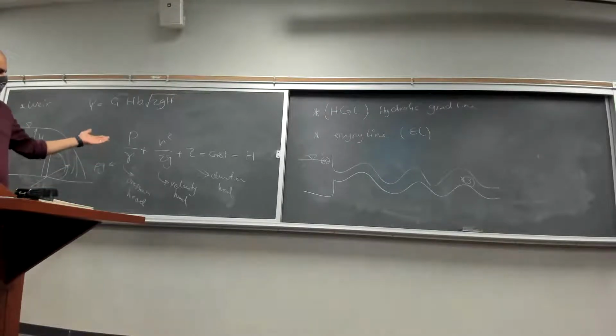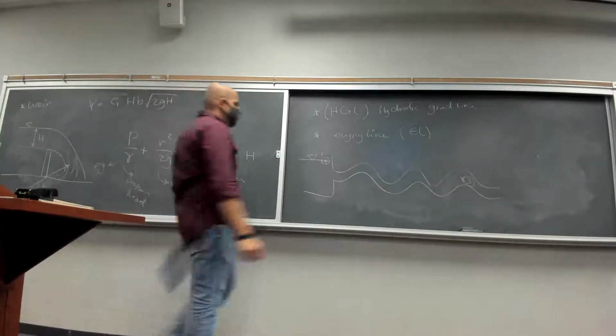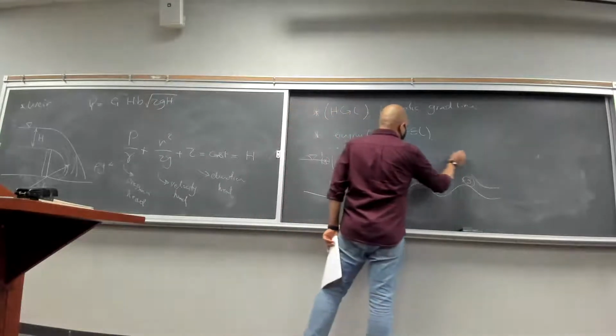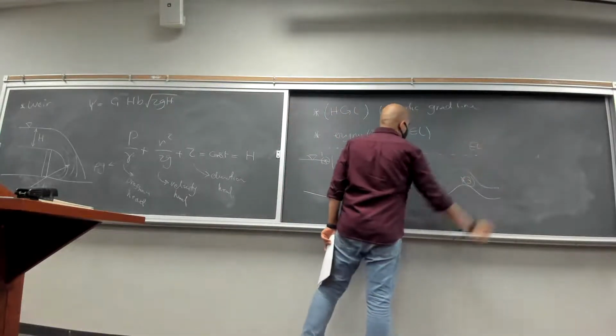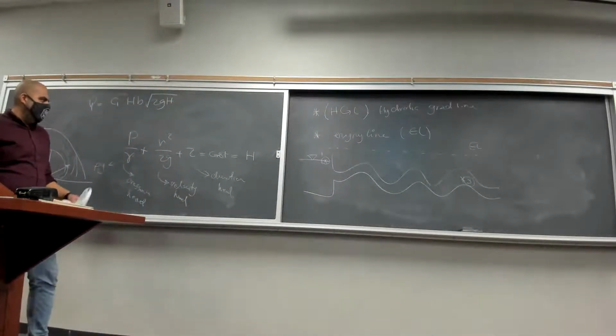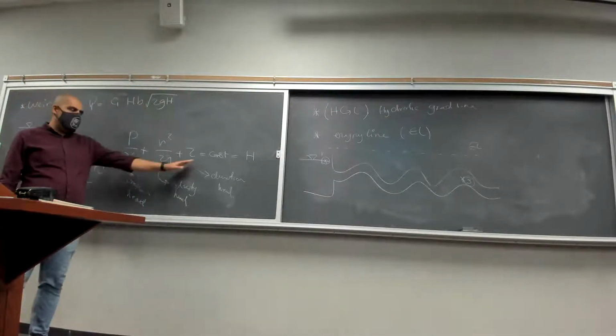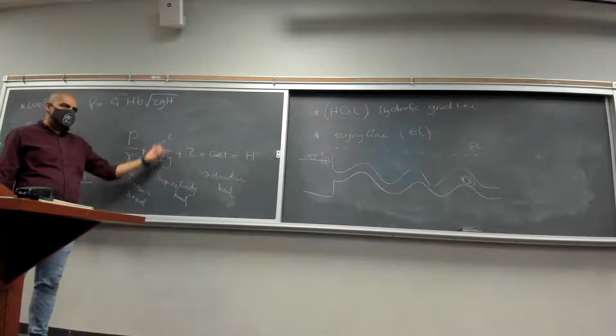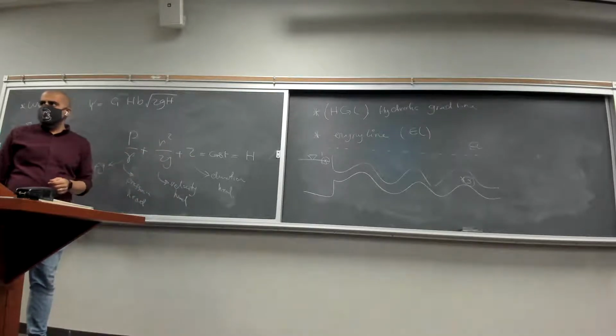The idea is for this type of flow between point 1 and point 3, your energy line shouldn't change. That should remain constant. So you can have, let's say this is your energy, you can have your EL. But the hydraulic grade line is defined as P over gamma plus Z. So we are removing the effects of velocity here.